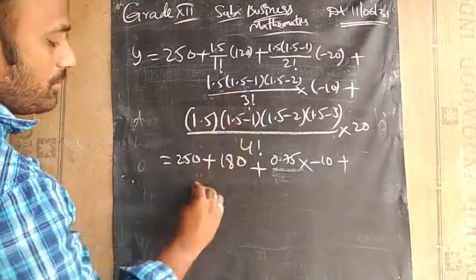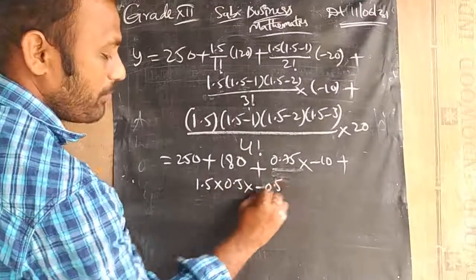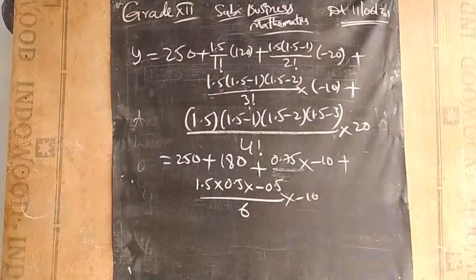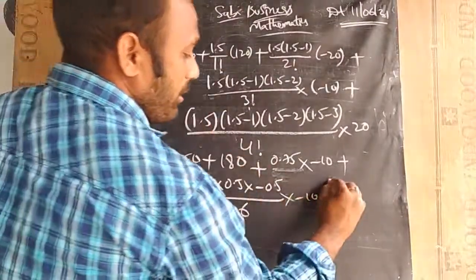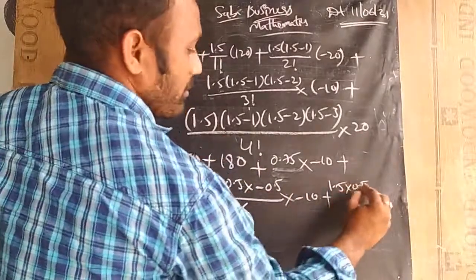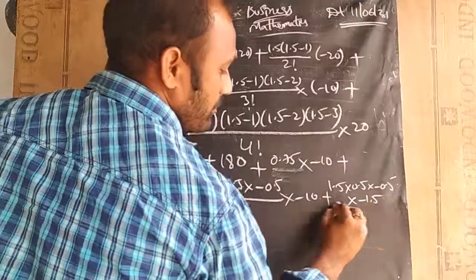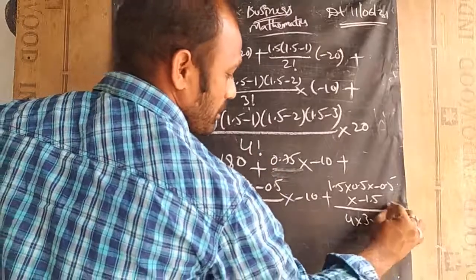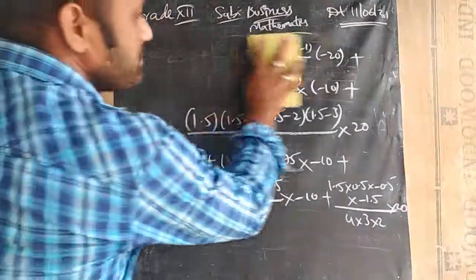Plus 1.5 into 0.5 into minus 0.5 divided by 3 factorial into minus 10, plus 1.5 into 0.5 into minus 0.5 into minus 1.5 divided by 4 factorial, which means 4 into 3 into 2 into 1, into 20. Let us further simplify this.